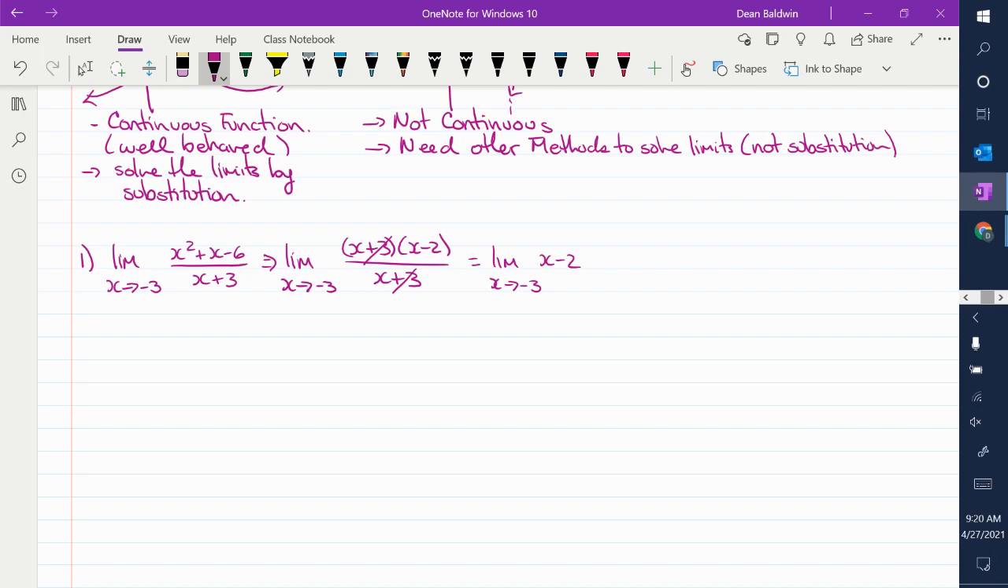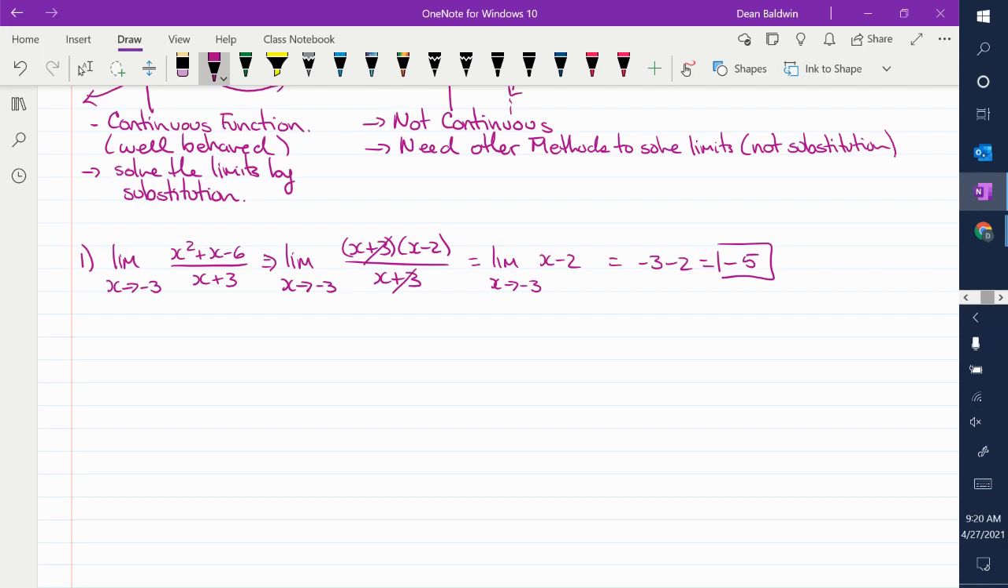Once you do that, you can just plug it in. So the limit is -3 minus 2, which is -5. Okay, so if you have a polynomial or a rational function, factor. Sometimes you have to factor the top and the bottom, but factor everything, cancel out the factors. Okay?